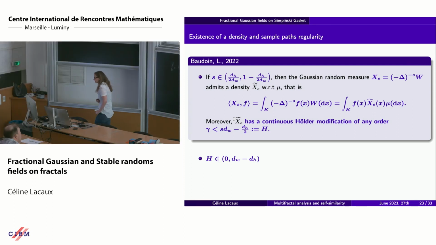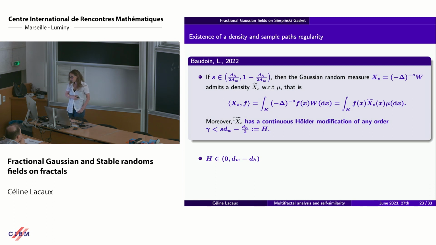And we also have that X tilde has a smooth sample path up to a modification, so up to changing it a little, like I have done for fractional Brownian motion. You can consider that it has Hölder sample paths. I don't need locally because I am on a compact set, so locally is the same. Of any order gamma, as soon as gamma is strictly less than this. So you see d_w, the walk dimension, d_h, the Hausdorff dimension of K, and the order of the Laplace operator s. So this ensures that this parameter is between 0 and d_w minus d_h. Now, this implies that h is between 0 and d_w minus d_h.